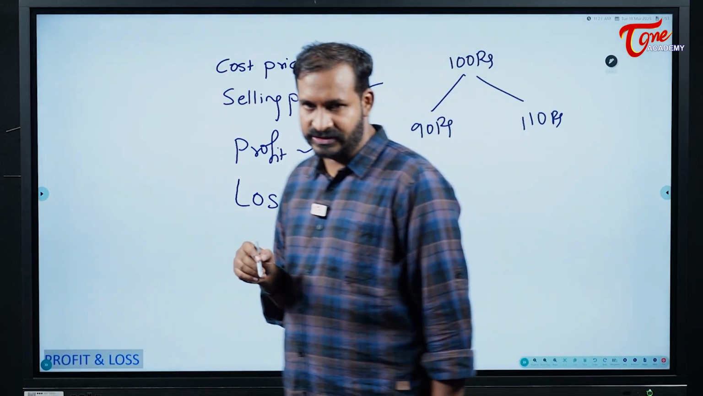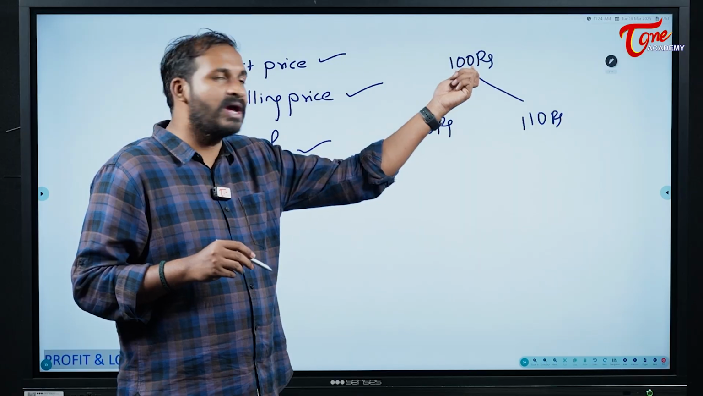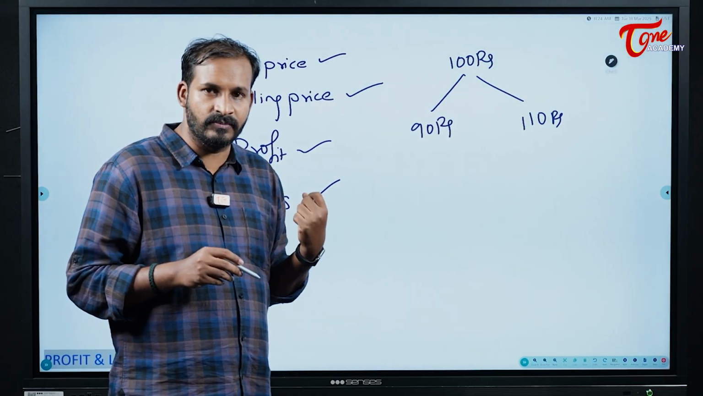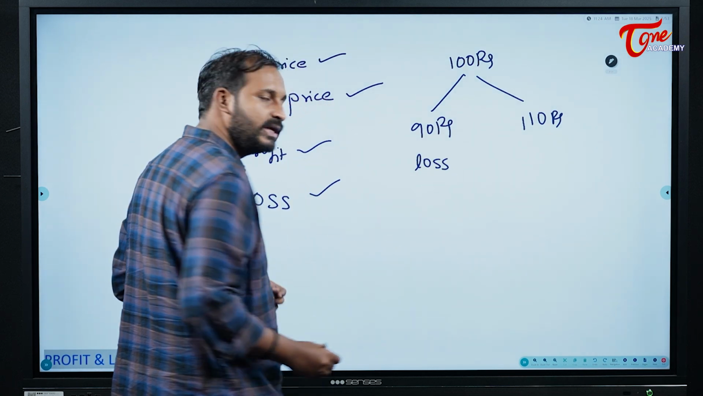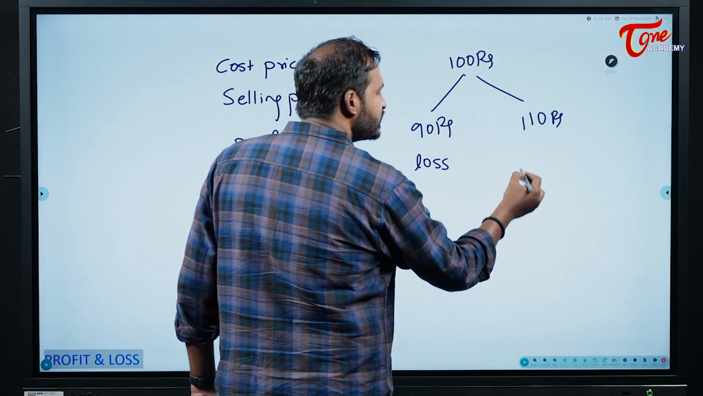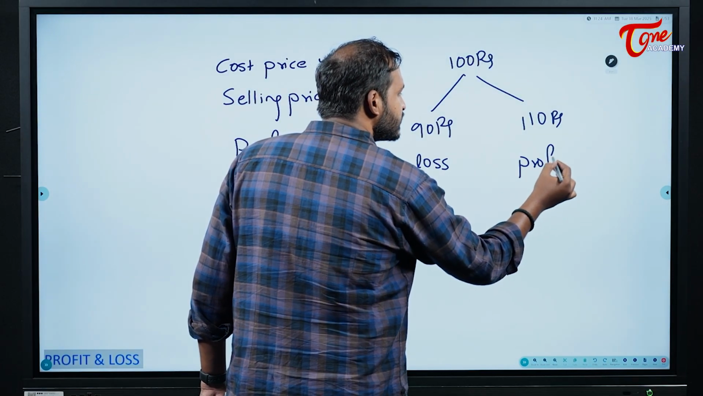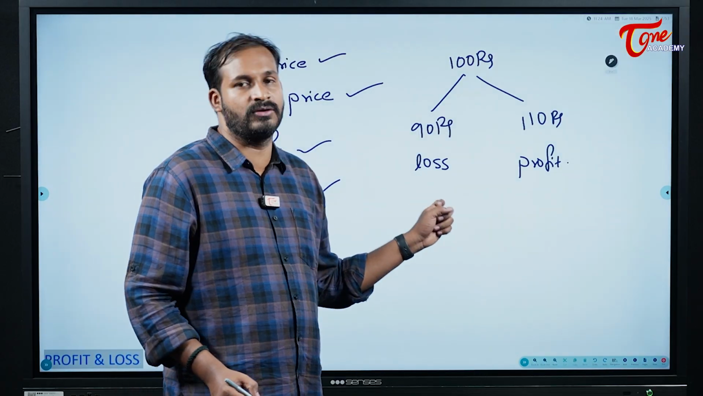Now please observe here students, if I sell this product for 90 rupees, I have spent 100 rupees to manufacture it and sold it for 90 rupees. That means in this case, I will incur a loss, right? If I sell the same product for 110 rupees, then in this case I will get a profit. Here, the loss I will get is 10 rupees.